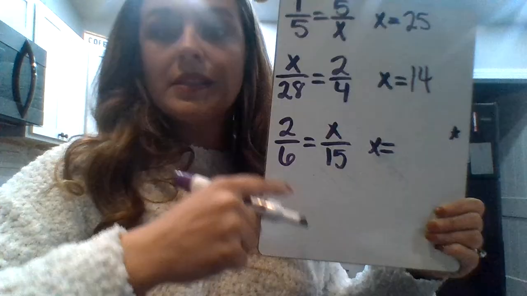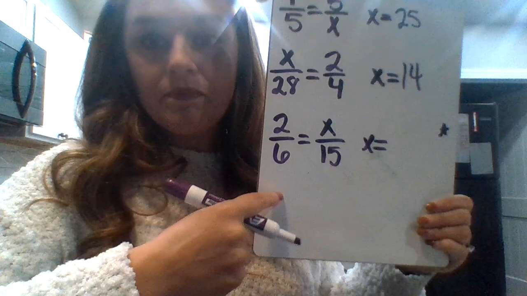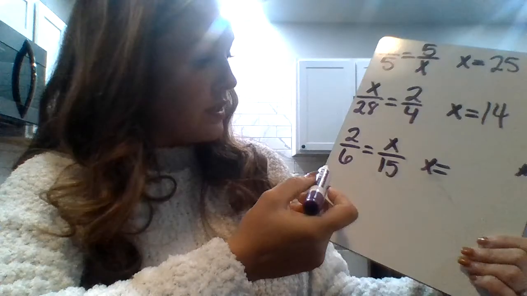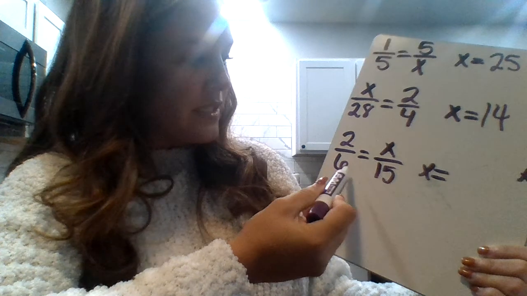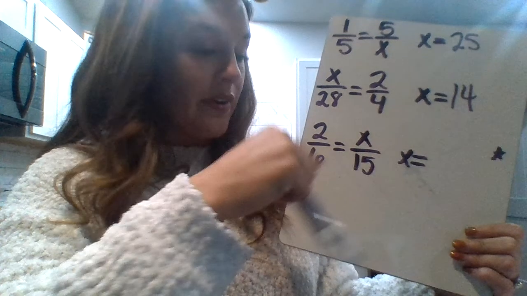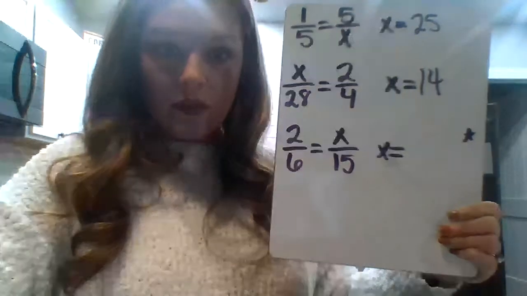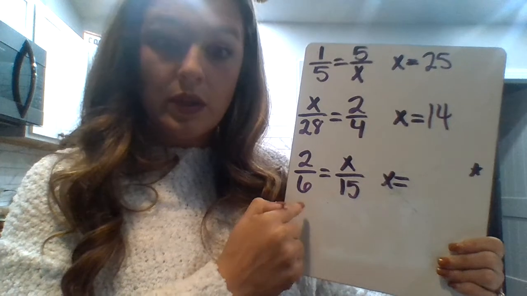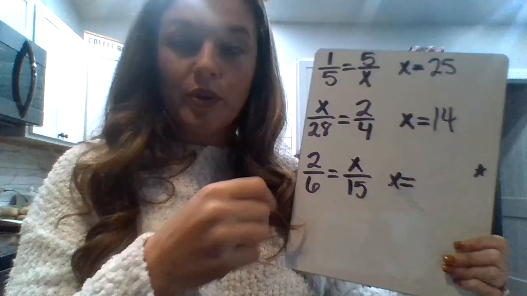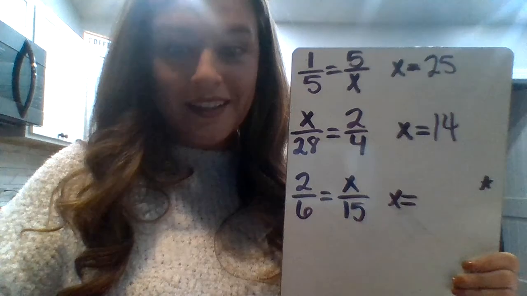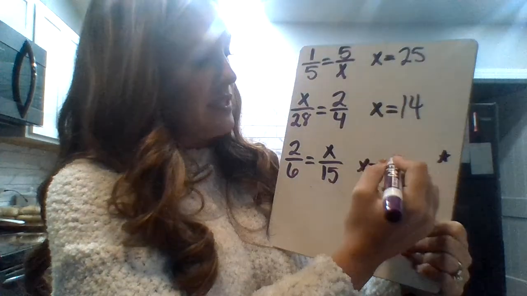Here's another one that it's not going to be a whole number. 6 times what equals 15? So to figure that out, you actually have to do 15 divided by 6. 15 divided by 6 is 2.5. So 6 times 2.5 is 15. So then you have to do 2 times 2.5. 2 times 2.5 is 5. So x is 5.